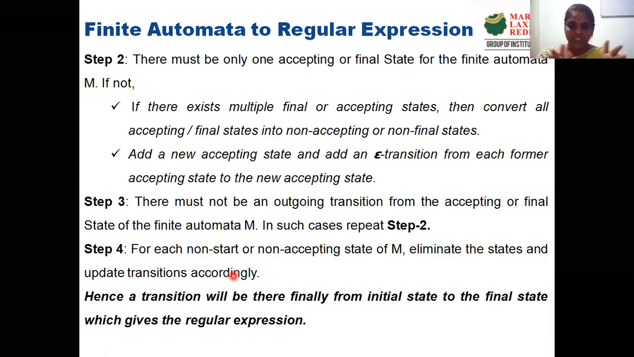All the other states between the initial state and the final state are treated as intermediate states. Now we have to eliminate these states and update the transitions by concatenating the states with new vertices, that means by adding all the new vertices. Finally, only a transition from the initial state to the final state is left over, which provides us with the regular expression. This is the process of how you eliminate the states existing in the finite automata.